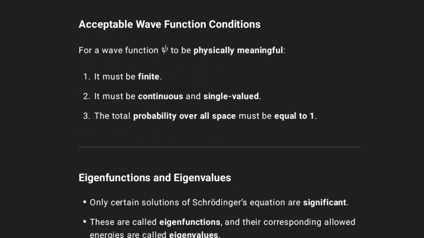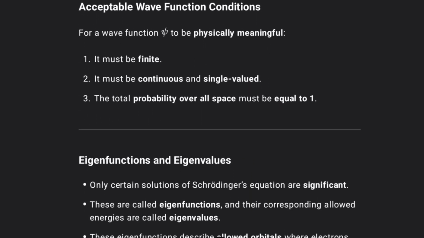Acceptable wave function conditions. For a wave function psi to be physically meaningful: 1, it must be finite. 2, it must be continuous and single-valued. 3, the total probability over all space must be equal to 1.